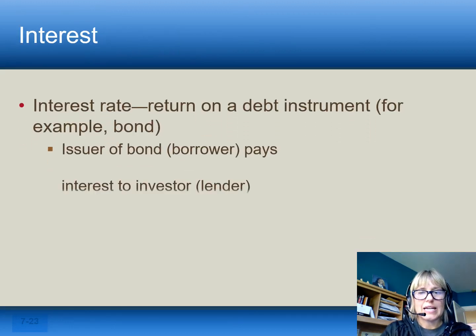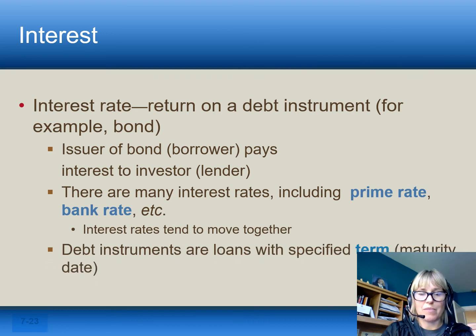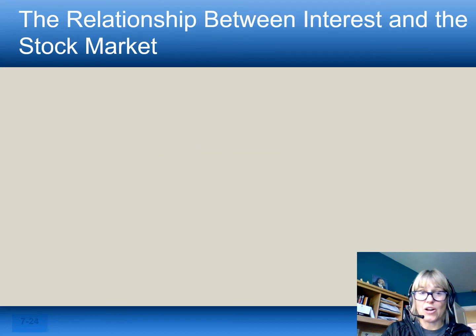Interest rates. You guys know a lot about interest rates. There are many interest rates, prime rates, bank rates, etc., but they all tend to move together. So, one goes up, they all go up. As we discussed in the very first session, with the monetary policy of Canada, the Bank of Canada drives interest rates and decides basically what is going to happen to interest rates, and everybody else follows along.